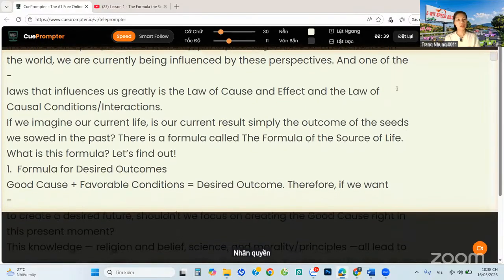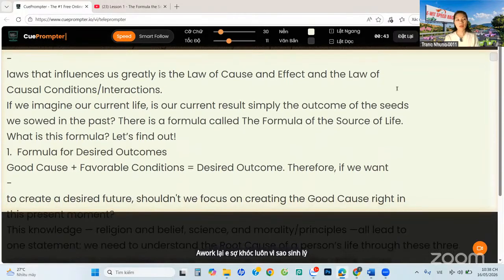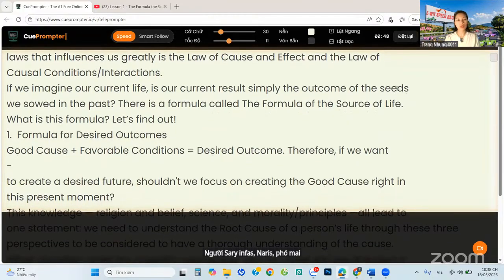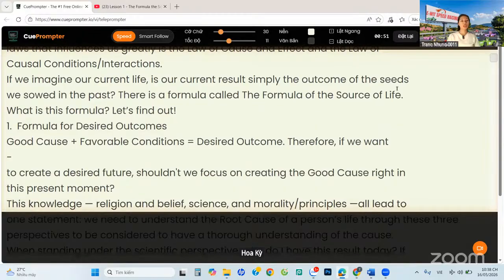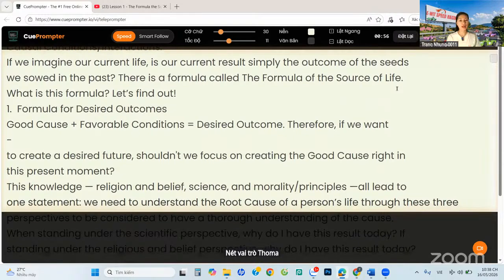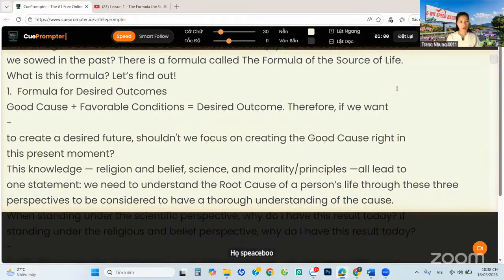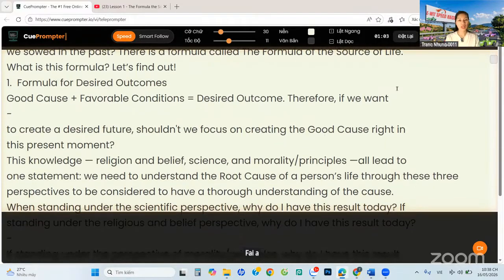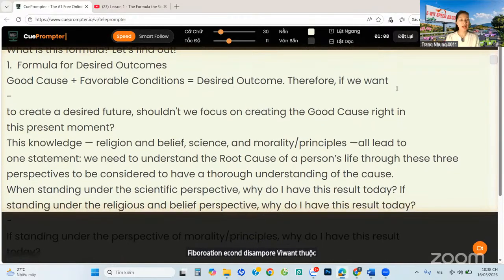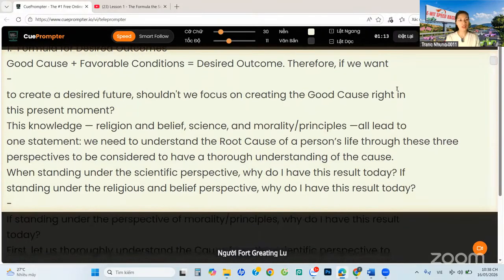If we imagine our current life, are our current results simply the outcome of seeds we sowed in the past? There is a formula called the formula of the source of life. What is this formula? Let's find out. Formula of desired outcomes: good cause plus favorable conditions equal desired outcome. Therefore, if we want to create a desired future, shouldn't we focus on creating the good cause right in the present moment?